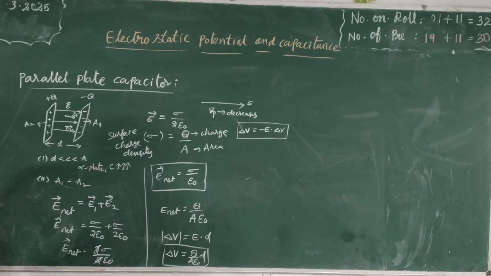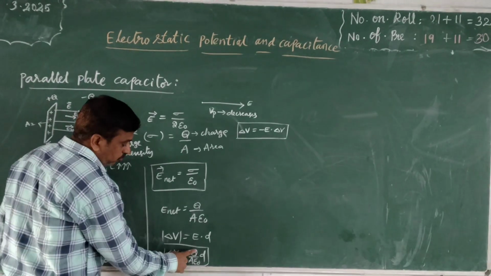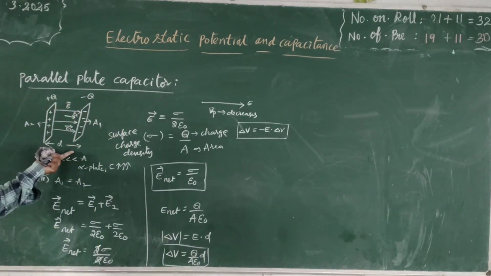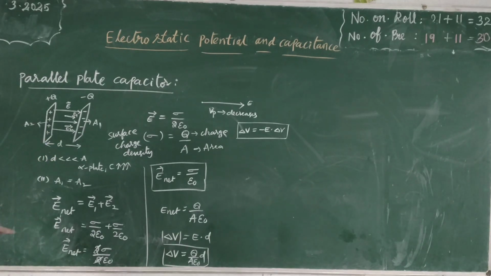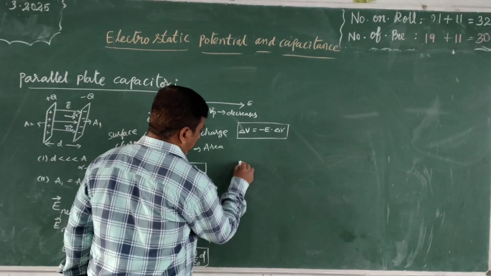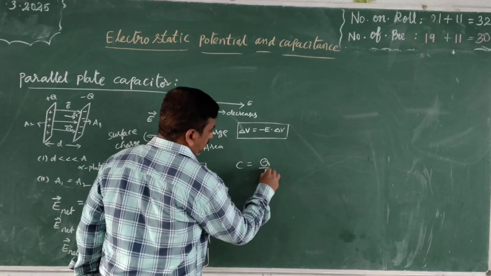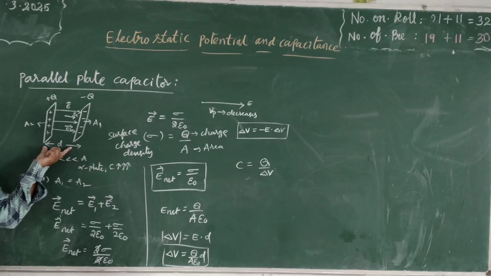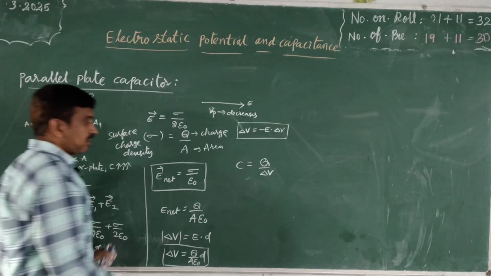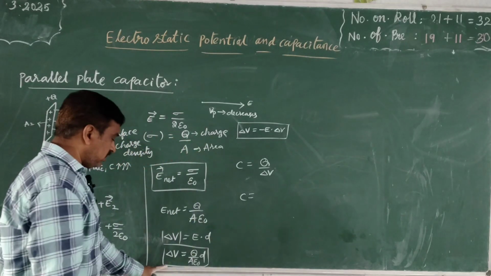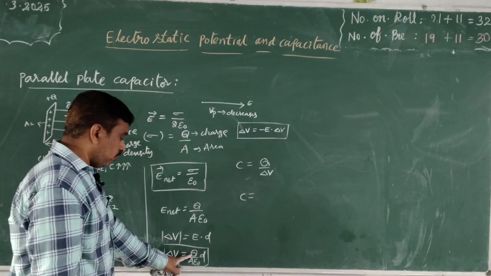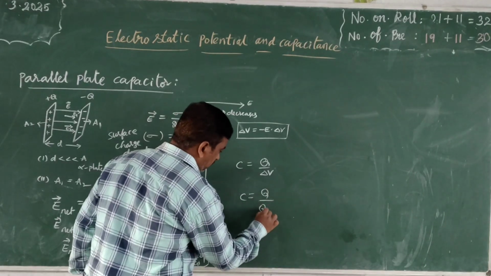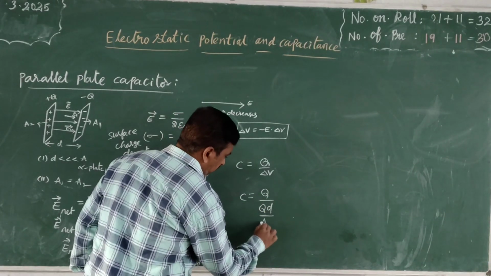What is the potential difference between the parallel plates? Delta V equal to Q by A epsilon naught into D. Now we want the capacitance of the parallel plate capacitor. What is capacitance? Capacitance equal to Q by delta V. Why are we writing delta V? Because between two plates the potential difference is delta V. So C equal to Q by delta V, where delta V is Q by A epsilon naught D. The charge Q is the same, so delta V can be written as Q D by A epsilon naught.